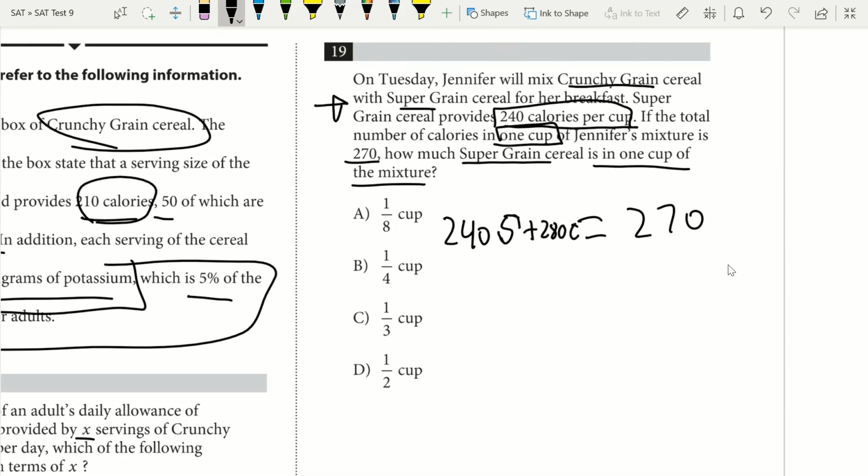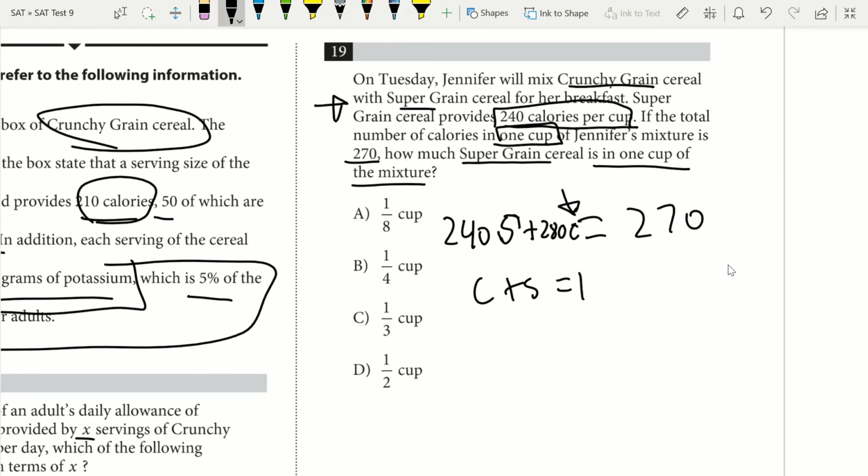So what we see then is our proportion of crunchy grain, and keep in mind that 270 is going to have to be multiplied by 1, obviously, so we know that C plus S has to equal 1 cup, because it's obviously going to be 1 cup on that side.